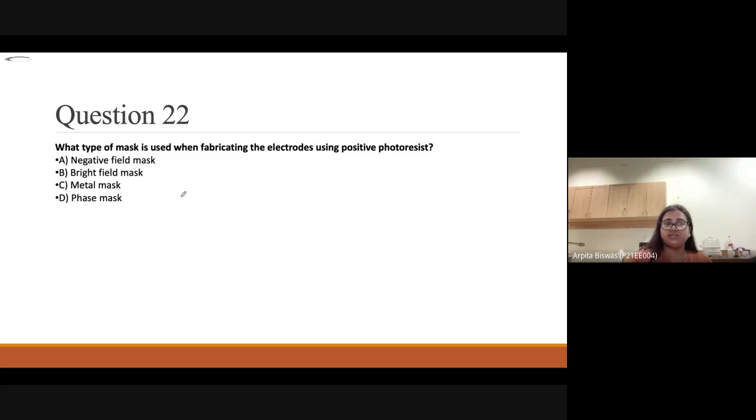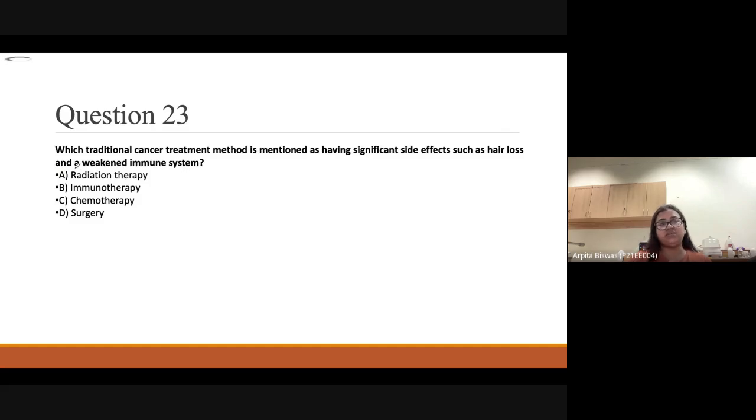So what is the right answer? Option B, bright field mask. Okay. So next, move toward question number 23. What traditional cancer treatment method is mentioned as having significant side effects such as hair loss and weakened immune system? First option is the radiation therapy, second option is the immunotherapy, third option is the chemotherapy, and the fourth option is surgery. So what is the right answer?